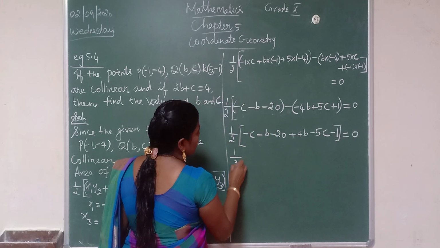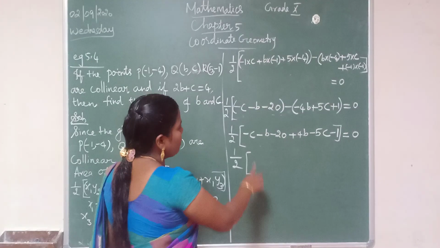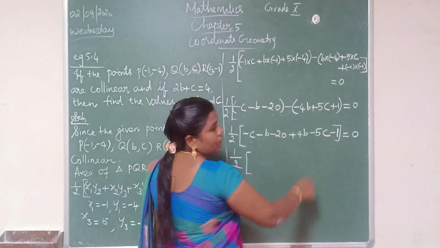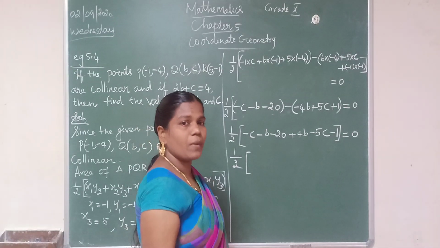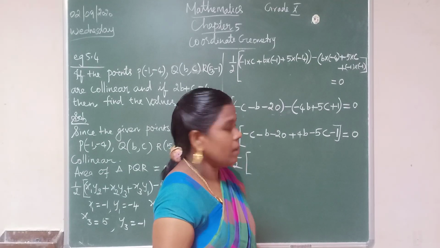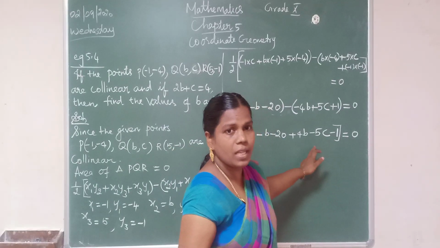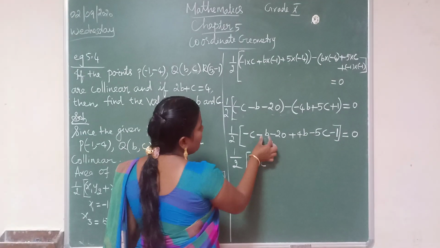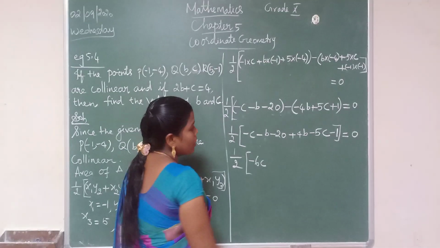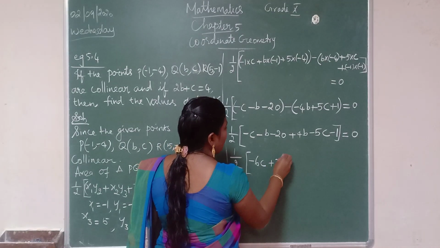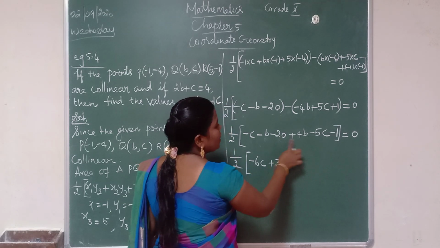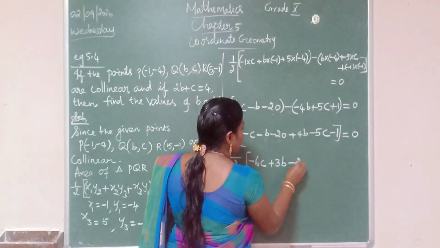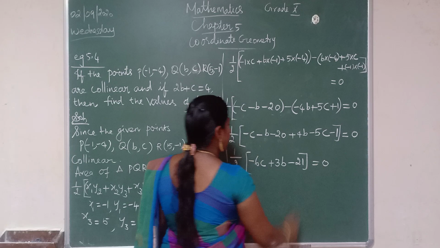That is half into, let's simplify the like terms. Here minus c minus 5c, both like terms. When we add we get minus 6c. Then the b terms, minus b plus 4b, so we get plus 3b. Then the number terms, minus 20 minus 1, add them and give the same sign, minus 21 equal to 0.